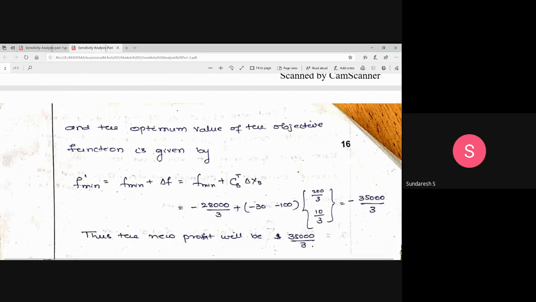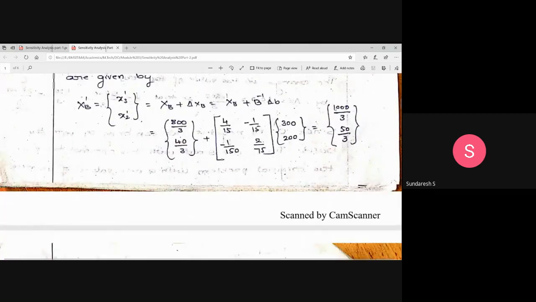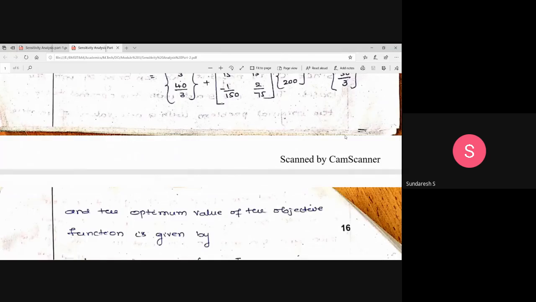Yeah. So now the changes we observed is that the variable has changed. The x3 value was 800 by 3, now it has become 1000 by 3. And x2 value was 40 by 3, here we have got 50 by 3. So these are the changes in the optimum solutions while you are changing one of the parameters. The parameter is the right hand side constants. Am I right? And also the objective function value, the profit value.